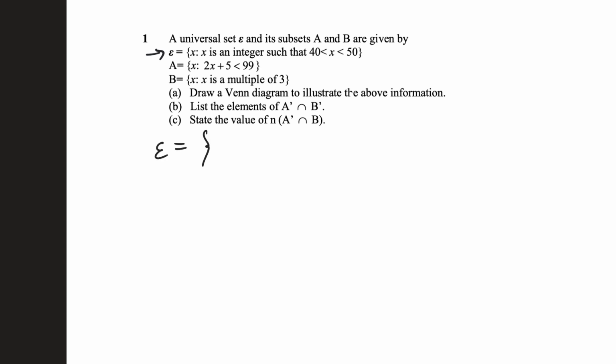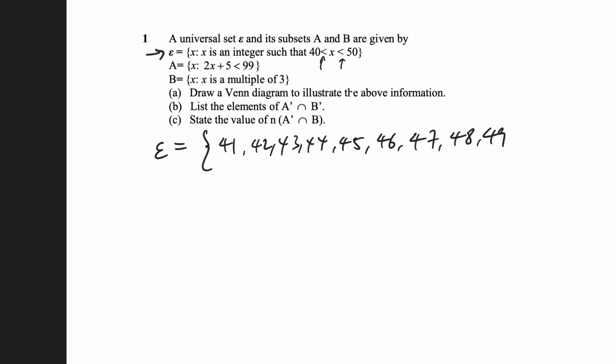So the universal set: X, where X is an integer between 40 and 50. This is strictly greater than and strictly less than. So 40 itself is not inside, but everything else is. Integer, at this point, you can think of it as a whole number. We're not talking about negative numbers here. 49, and we don't include 50 because this is strictly less than 50. So that's our universal set. All the numbers we're dealing with lie in this set.